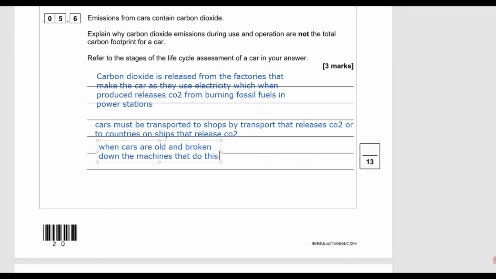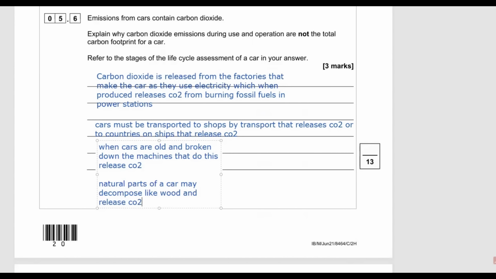And then when the cars are broken down and disposed of, when you've finished with your old car and it has to be smashed up and broken down into pieces, that process requires energy, which is going to release carbon dioxide too. What happens to the natural parts, wood that's in a car? I know not a lot of cars have wood now, but the rubber and the wood are natural materials. They may get broken down by bacteria over time and decompose and decay and release carbon dioxide.